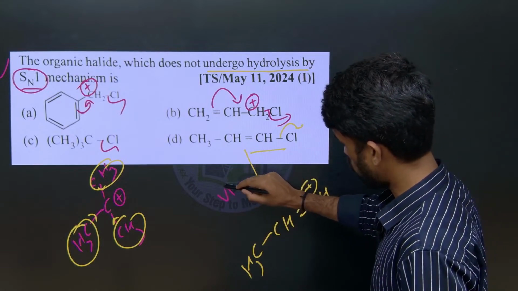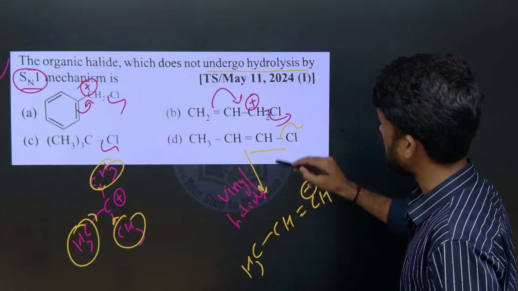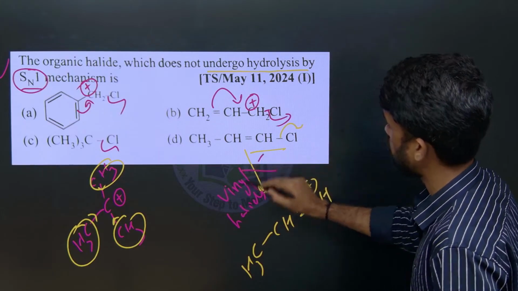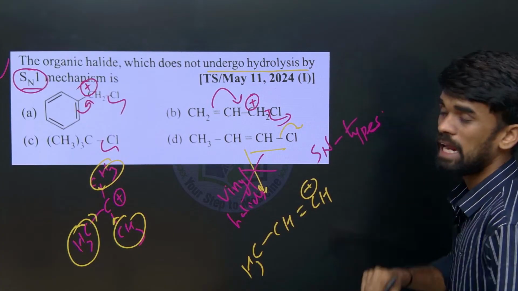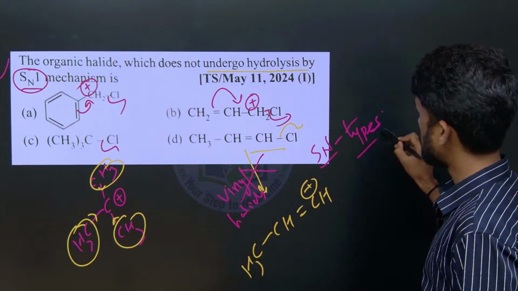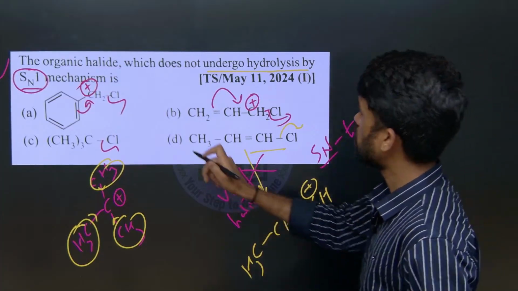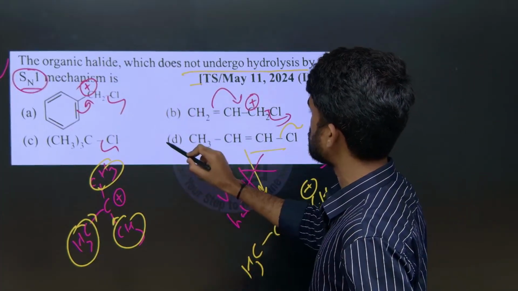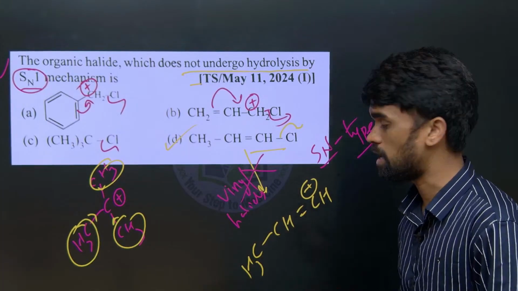That's why I told you vinyl halides will not be involved in SN type reactions. So you can write a statement: vinyl and aryl halides won't participate in SN type reactions. I hope it is clear. So that's why you can choose which is not undergoing hydrolysis, so option D will not undergo hydrolysis. You can choose the answer like that.